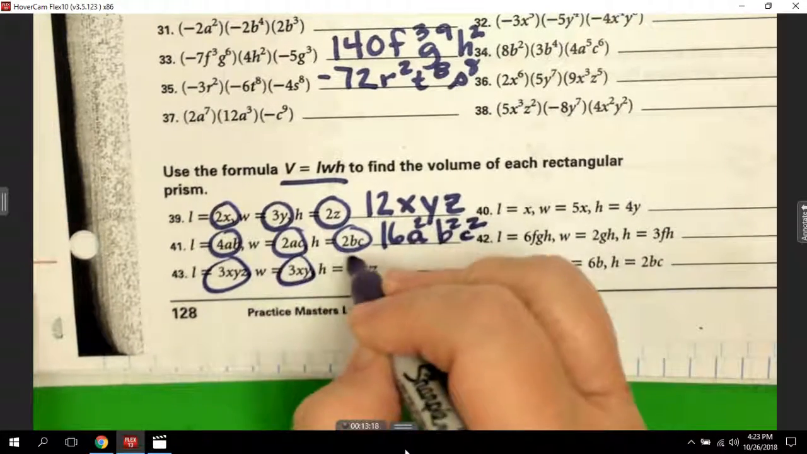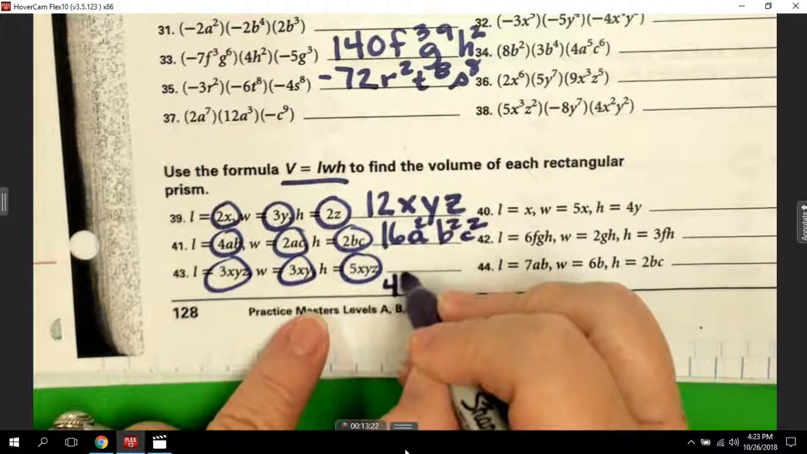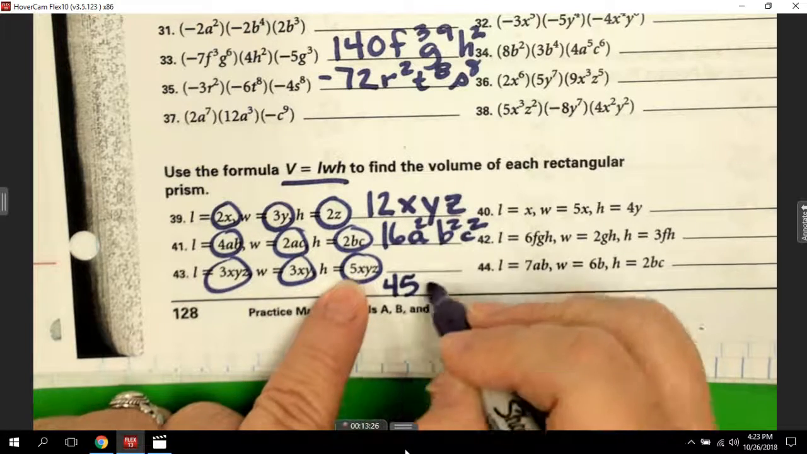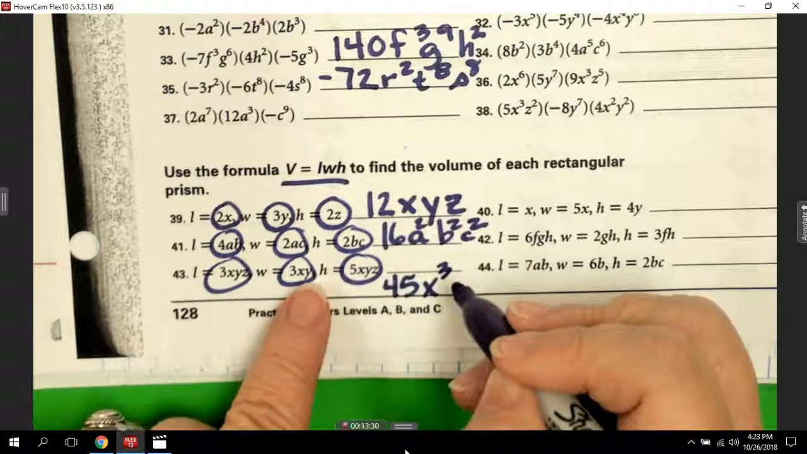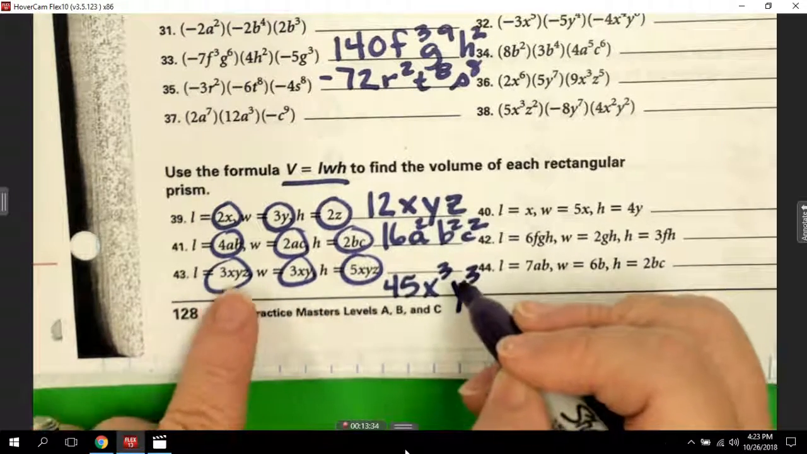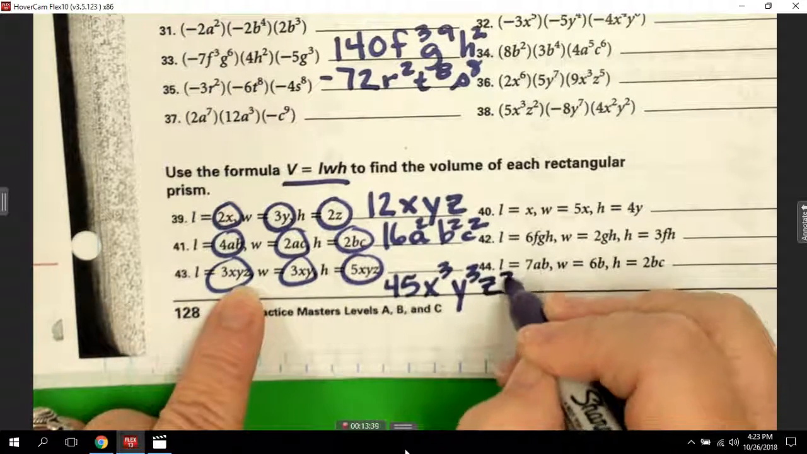One more. 3 times 3 times 5 is 45. X to the 1st, x to the 1st, x to the 1st. That's going to be x to the 3rd. Y is y to the 3rd. And here's a z and here's a z. Z times z is z to the 2nd power.